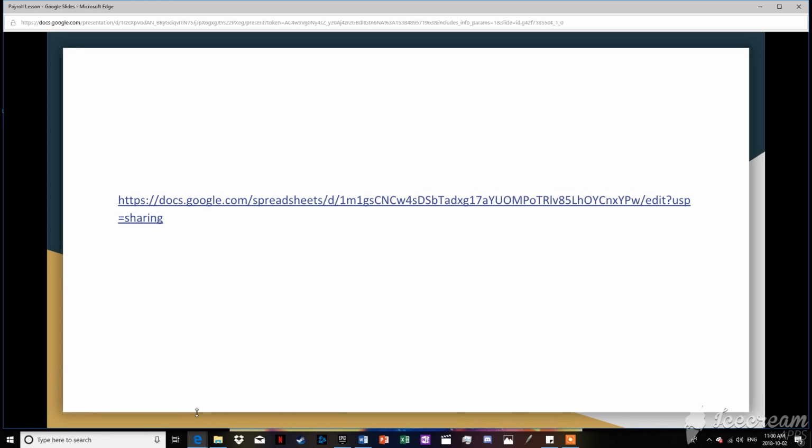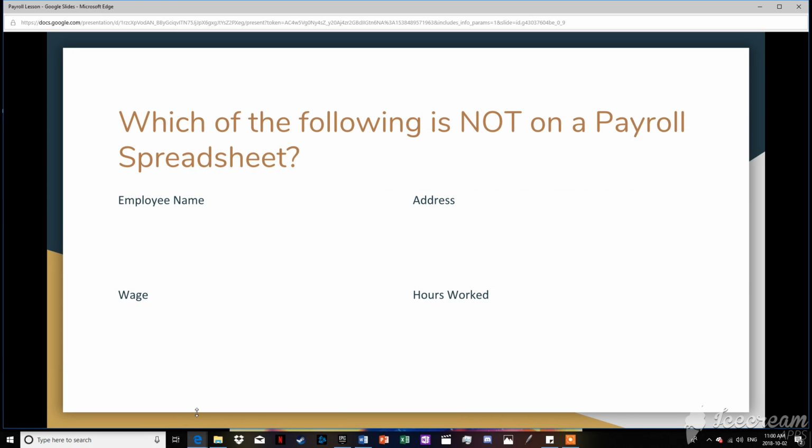Before we wrap up, I've got two little questions here. Which of the following is not on a payroll spreadsheet? We have employee name, address, wage, and hours worked. Well, you need to know how many hours worked, so that's not it. The employee name has to be on there because we've got to figure out who's getting paid. And wage, we need to know how much they make an hour, so that's going to be on there. The address is usually not on a payroll spreadsheet because the address isn't needed. You don't need to know where somebody is to figure out how much they worked. It's probably in the system, but it's not going to be on the spreadsheet.